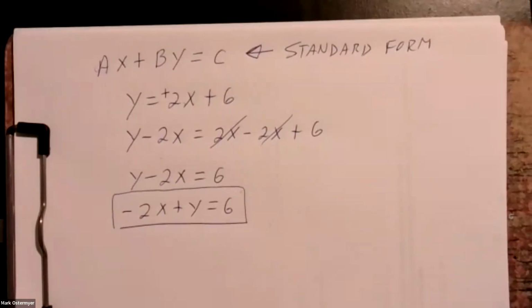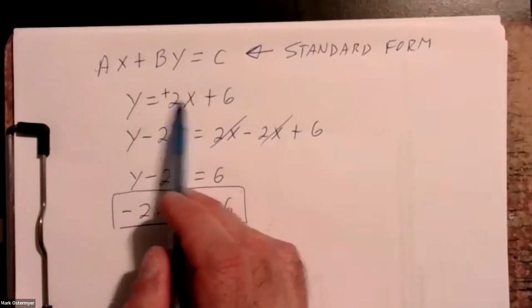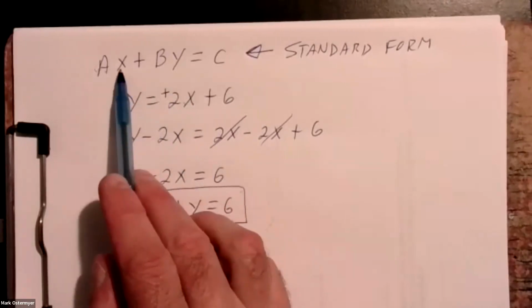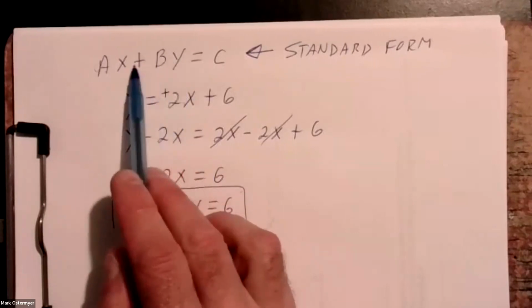Okay. Any questions how I went from the present form I had, y equals 2x plus 6, to standard form for that linear equation, negative 2x plus y equals 6? Can you do it again, please? Well, I got to get x on the same side of the equation with y. You see that? Because notice, to be in standard form, x and y have to be on the same side of the equal sign. Okay.